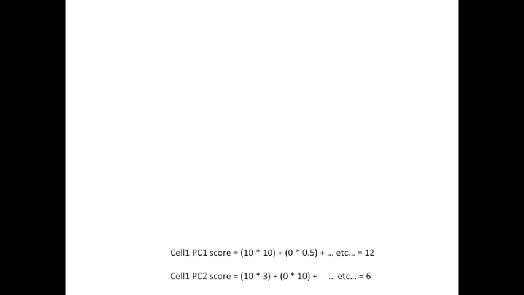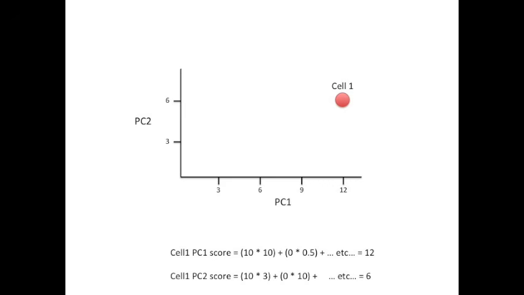So we've done the math for cell 1. We've got a value for principal component number 1 and a value for principal component number 2. Now all we have to do is plot it on a graph. And if we create a graph where the x-axis is principal component 1 and the y-axis is principal component number 2, we can do what we did in 5th grade. We just go over 12 and up 6 and put our dot right there.